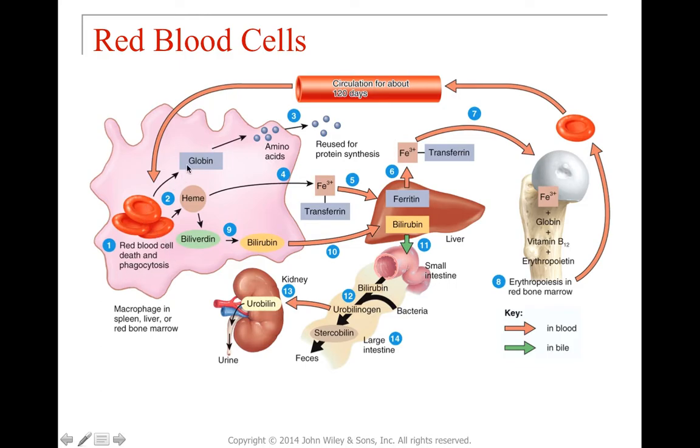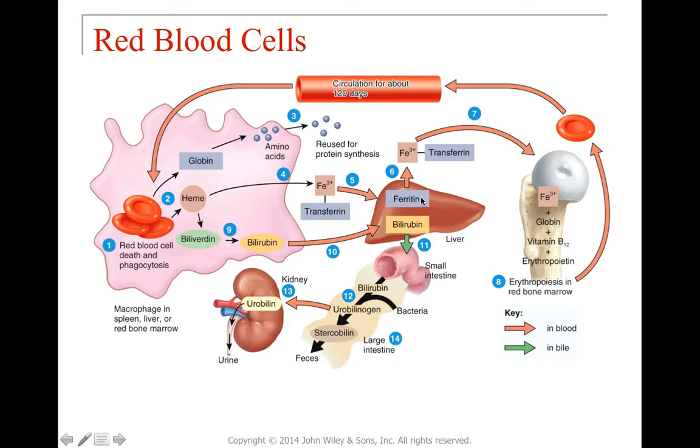The globin section, which is going to be reused. So that's going to be turned into amino acids and reused for protein synthesis. So that's going to be recycled. The heme is going to have 2 different things happen. So it can either get converted into biliverdin, which eventually gets converted into bilirubin and makes its way to the liver, or it can turn into Fe3+, right, with the addition of transferrin, which makes ferritin, right?